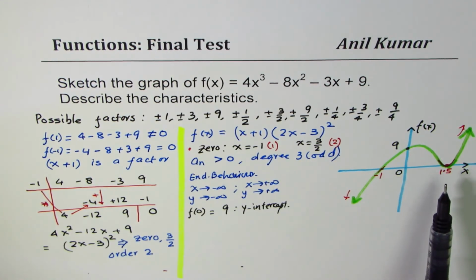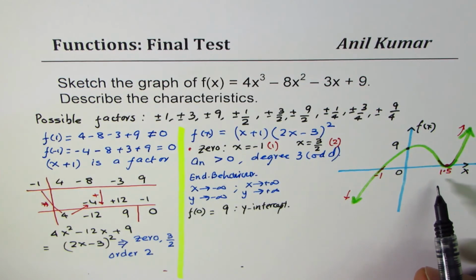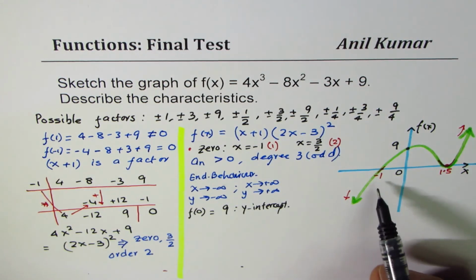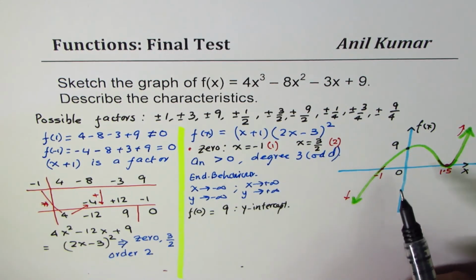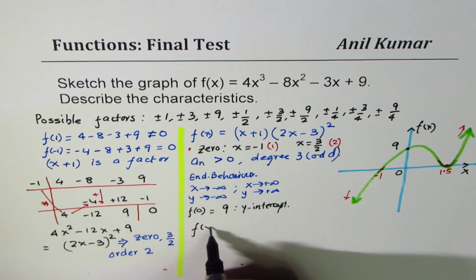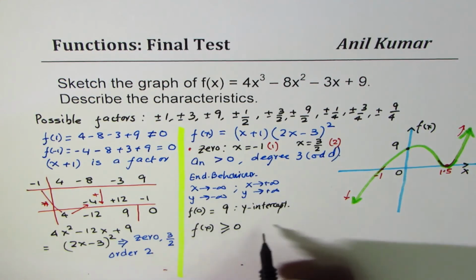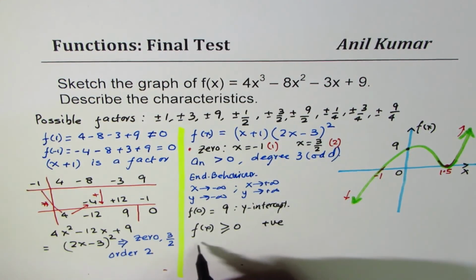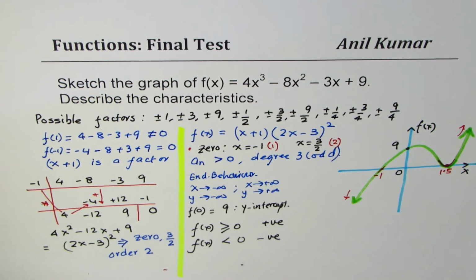Now at times we could ask you different types of questions based on the graph. That is, increasing, decreasing intervals. When is it positive? When is it negative? And things like that, correct? So I'd like you to, from the given graph, write down when is the function greater than or equal to 0, that is positive. When is the function less than 0, that is negative, right?